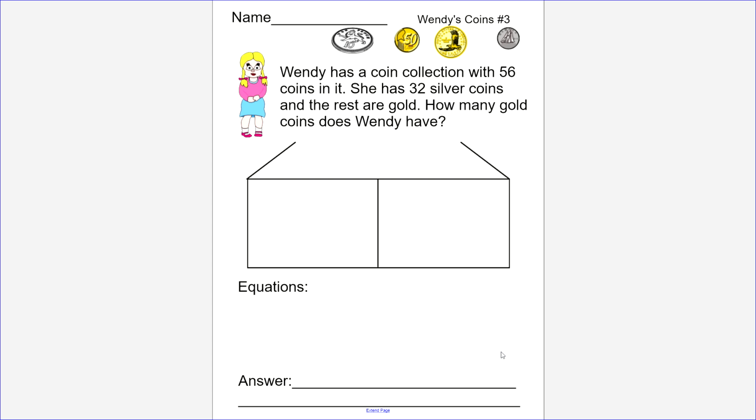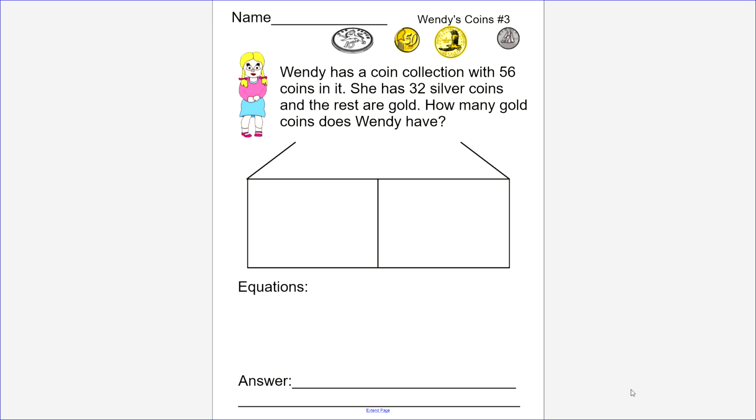Here's the problem we're going to solve together today. Wendy has a coin collection with 56 coins in it. She has 32 silver coins and the rest are gold. How many gold coins does Wendy have?